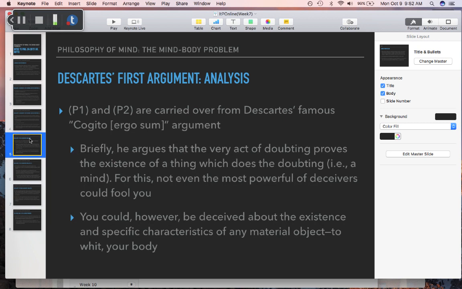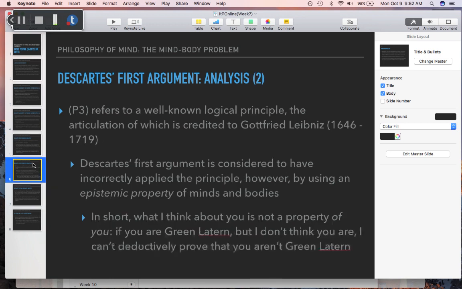Okay, so let's look at the analysis. I've already mentioned some of this a bit. So premise 1 and premise 2 in the first argument are, as I say, carried over from Descartes' cogito ergo sum, which is I think, therefore I am. That's how it's said in Latin from that argument. So he argues the very act of doubting proves the existence of a thing which does the doubting, namely the mind. So for this, not even the most powerful of demons could fool you. You could, however, be fooled about the existence of specific characteristics of any material objects, blah, blah, blah.